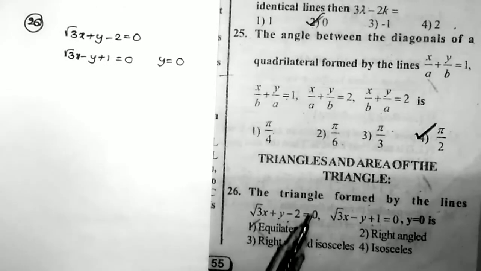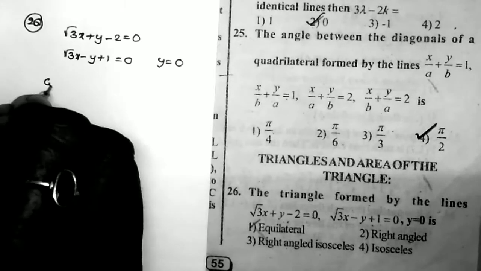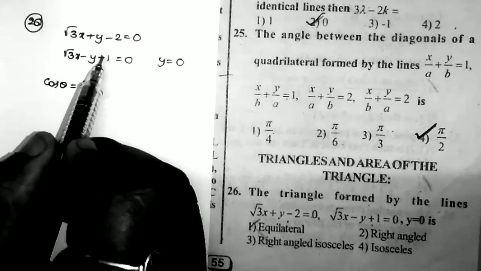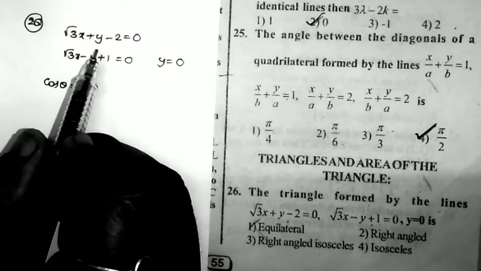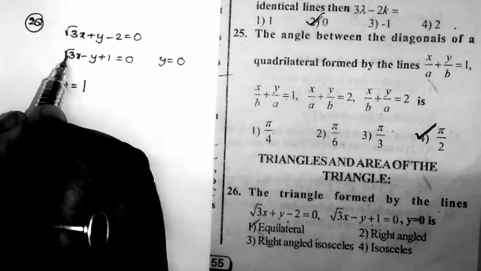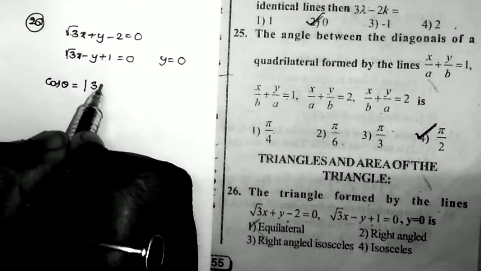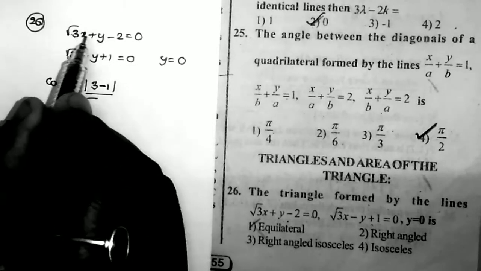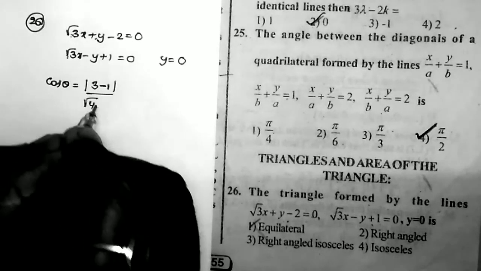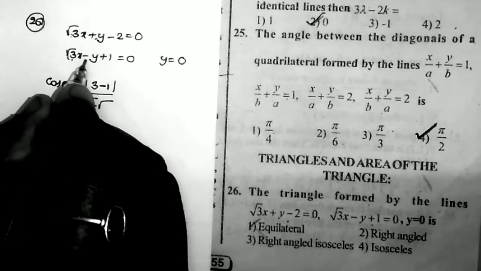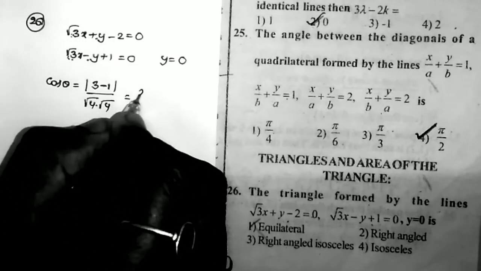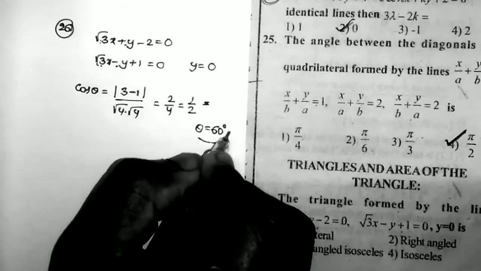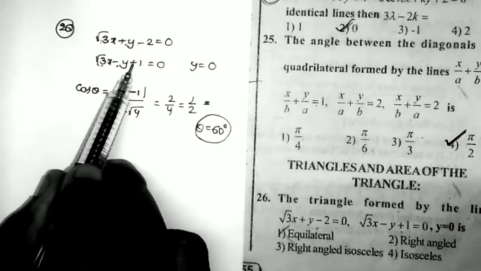Now what is the triangle formed by the lines? So first I find the angles. The first angle is the angle between the first two lines, that is cos theta equals a1 a2 plus b1 b2 by square root of a1 square plus b1 square into square root of a2 square plus b2 square. a1 a2 is root 3 into root 3, that is 3, plus b1 b2, 1 into minus 1, by square root of a1 square plus b1 square, 3 plus 1, root 4, into square root of a2 square plus b2 square, 3 plus 1, that is 4. This is equal to 2 by 4, that is 1 by 2. This theta is equal to 60 degrees. So the first angle, the angle between lines 1 and 2, is equal to 60.